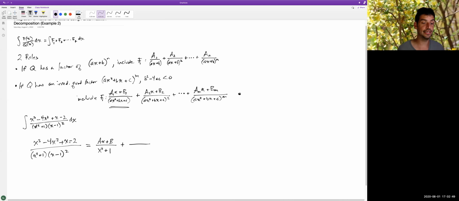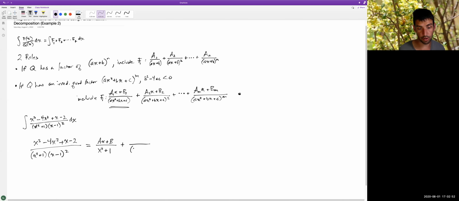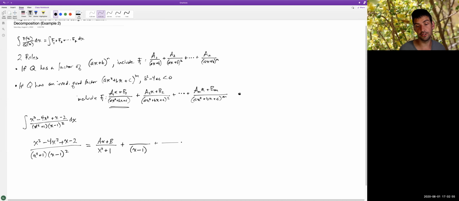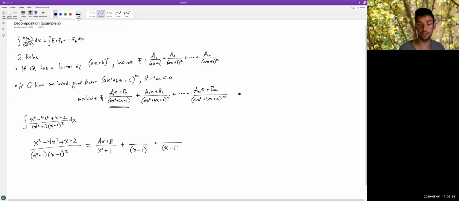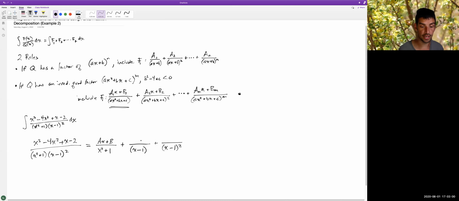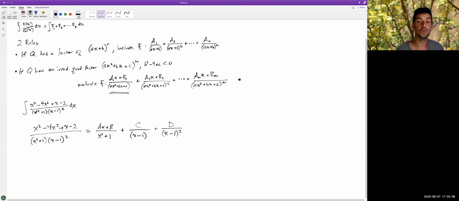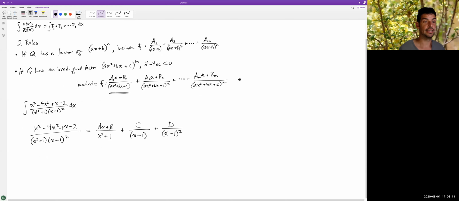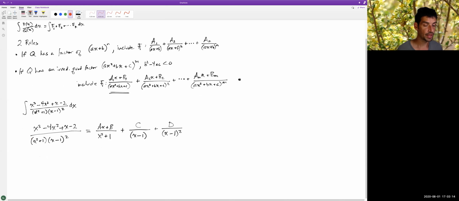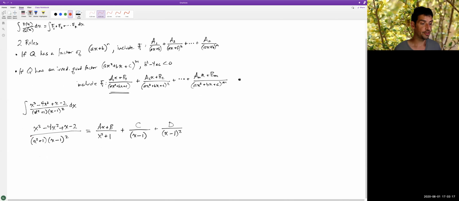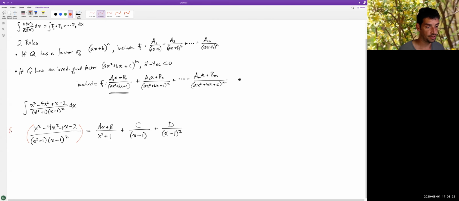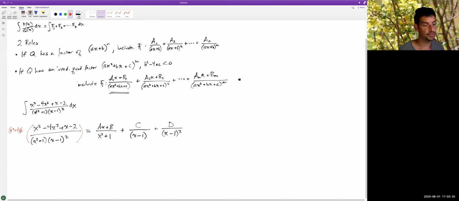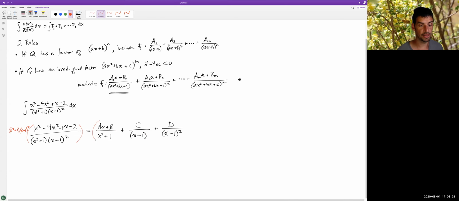Now, since I have a linear factor, but there's two copies of it, I need one fraction with a single linear factor with one copy of it, and here we'll have two copies of it. And these get their own constants, right? They get constants above them, the quadratics get linears above them, in their numerators. So now what we're going to do is clear the denominator on the left by multiplying. We're going to do the same thing on this side.